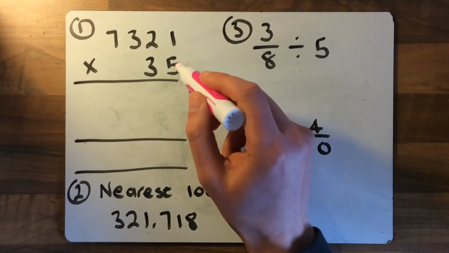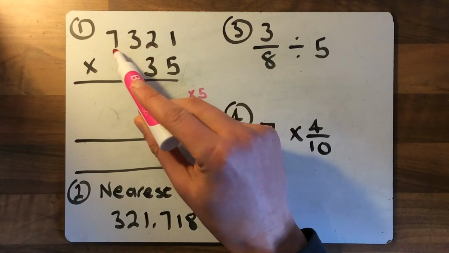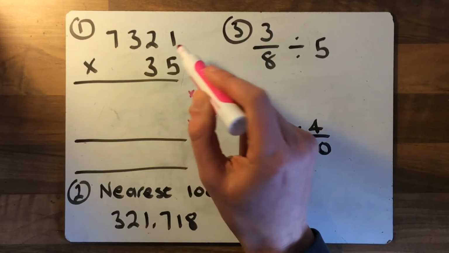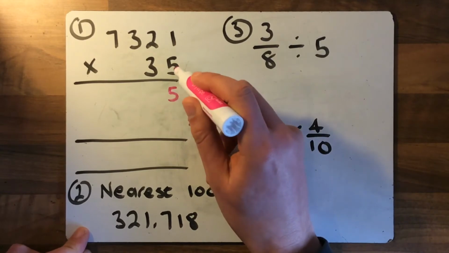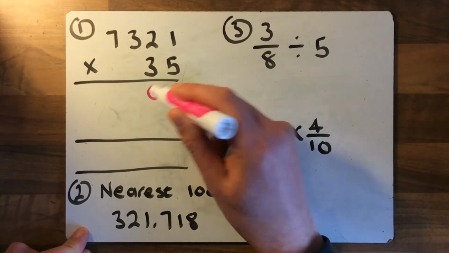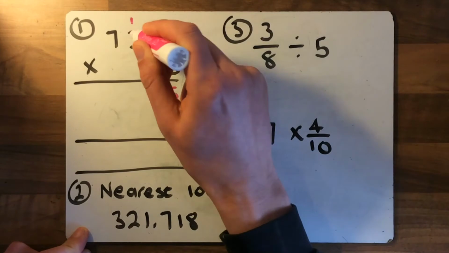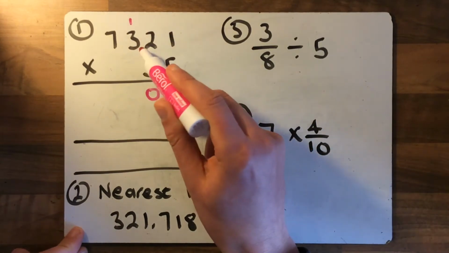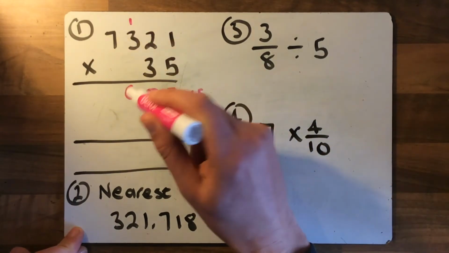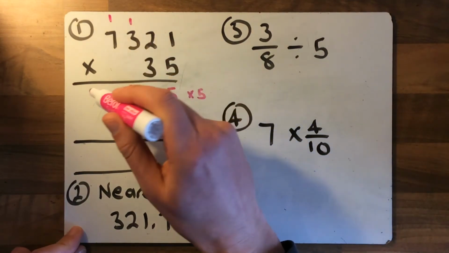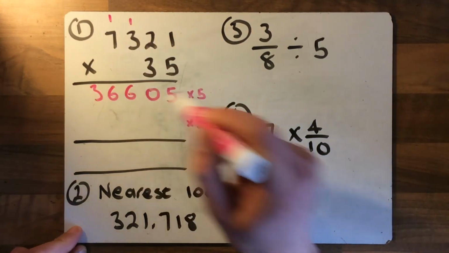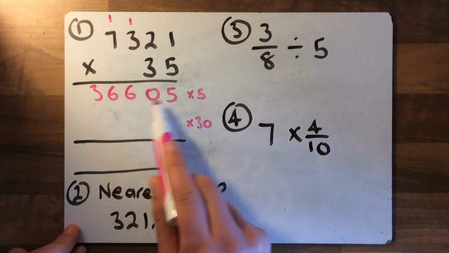So let's multiply 5 by 7,321 first of all. So 5 times 1 is 5. 5 times 2 is 10, so 0 goes there, the 1 goes over in the next column, which is here. 5 times by 3 is 15, add 1 is 16. And then 5 times by 7 is 35, add 1 is 36. So we've done that first row there.